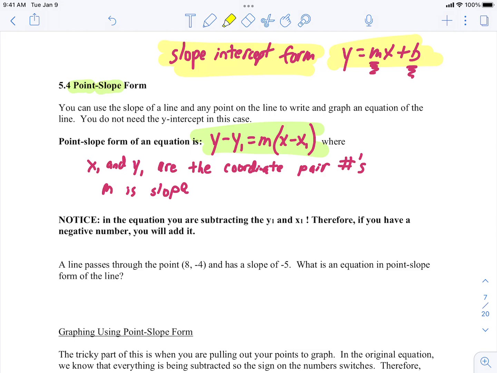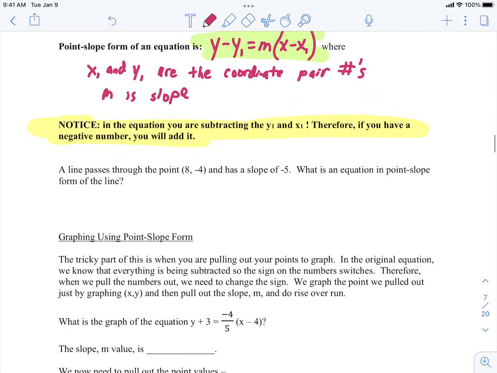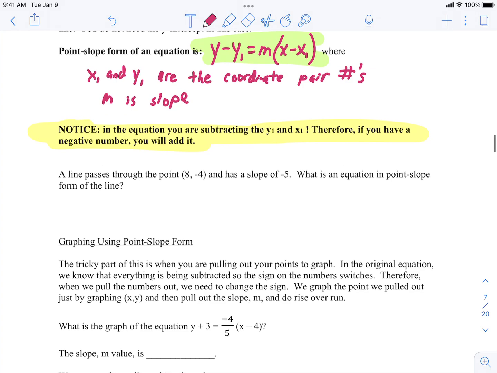Notice your negatives. So if your ordered pair has a negative in it, you will have a double negative in the formula, which will turn it to a plus. Let's see what this looks like. A line passes through the point 8, negative 4, and has a slope of negative 5. What is an equation in point-slope form of the line? Read carefully, point-slope form.